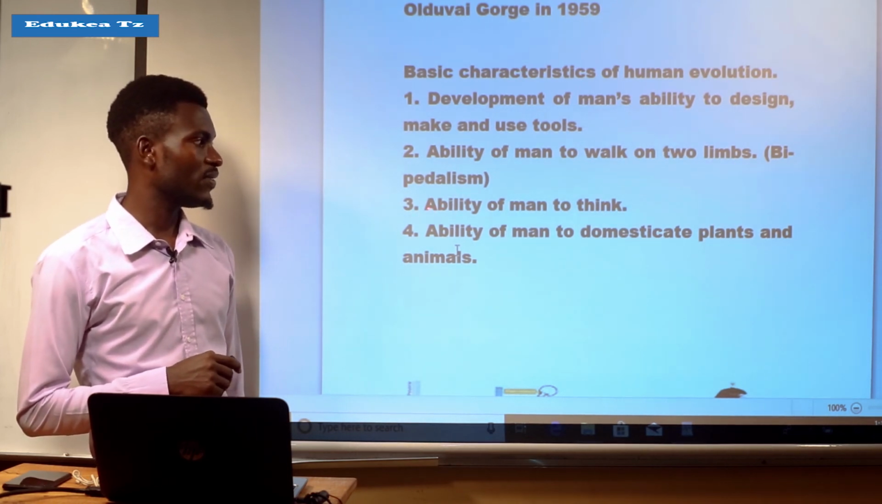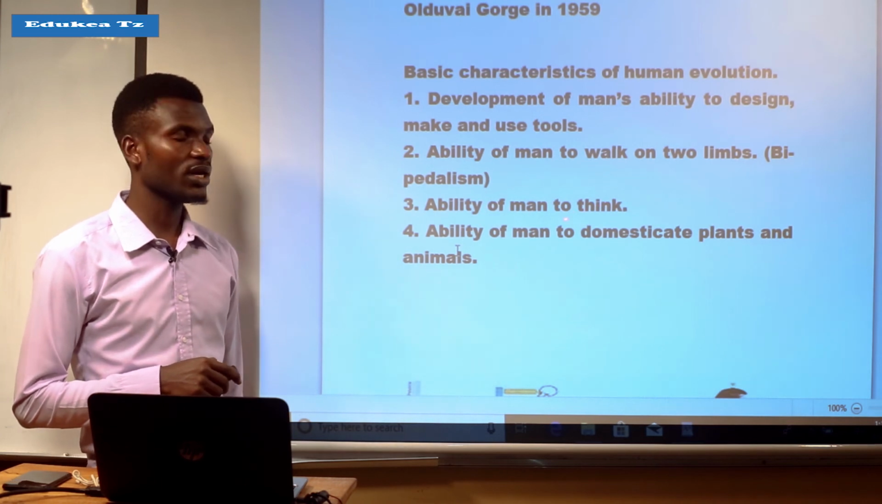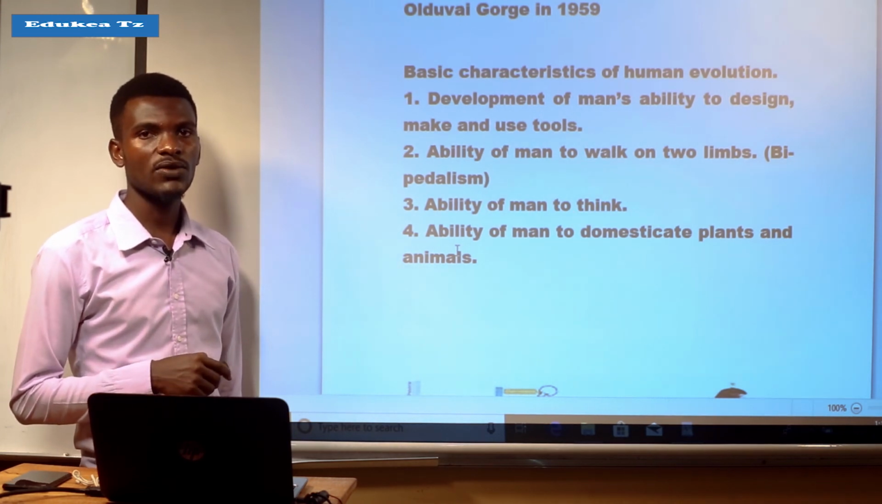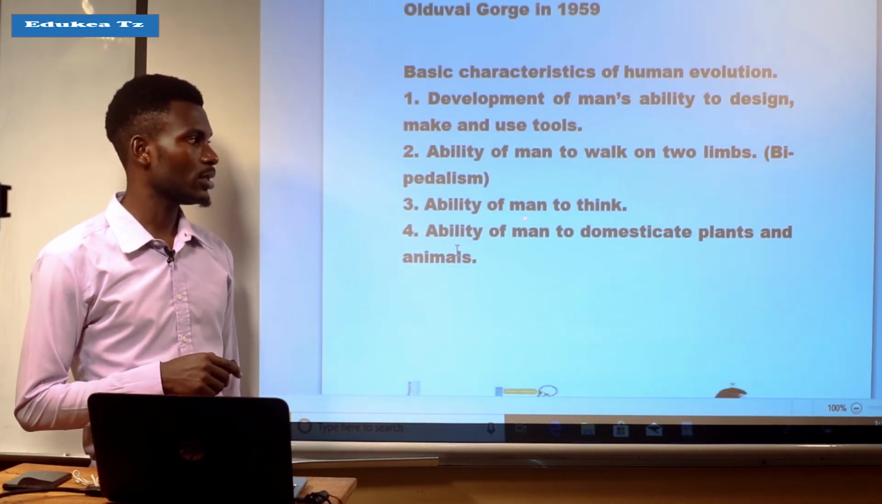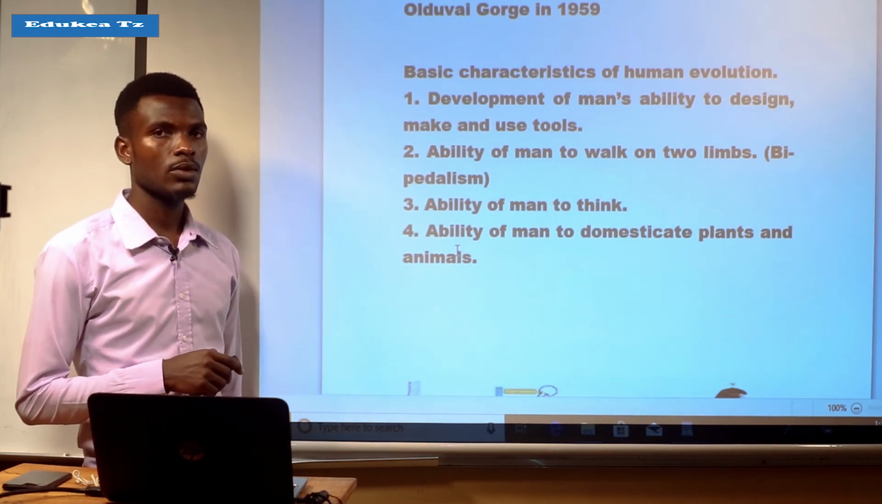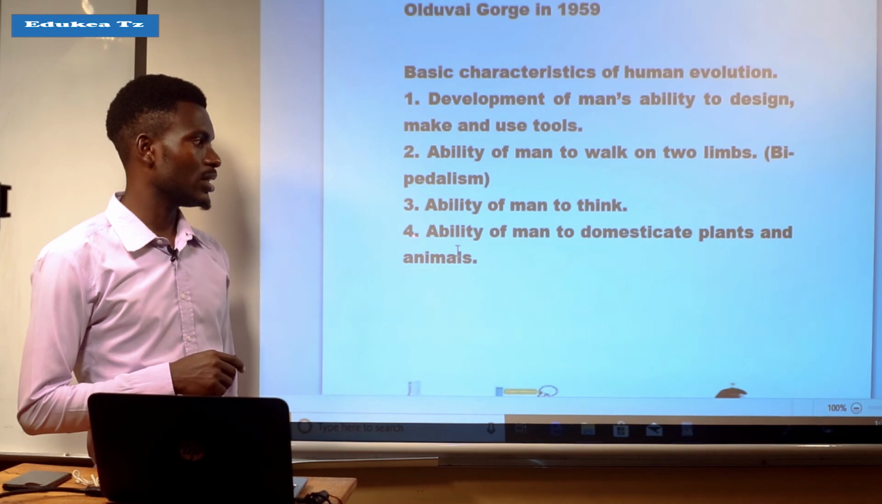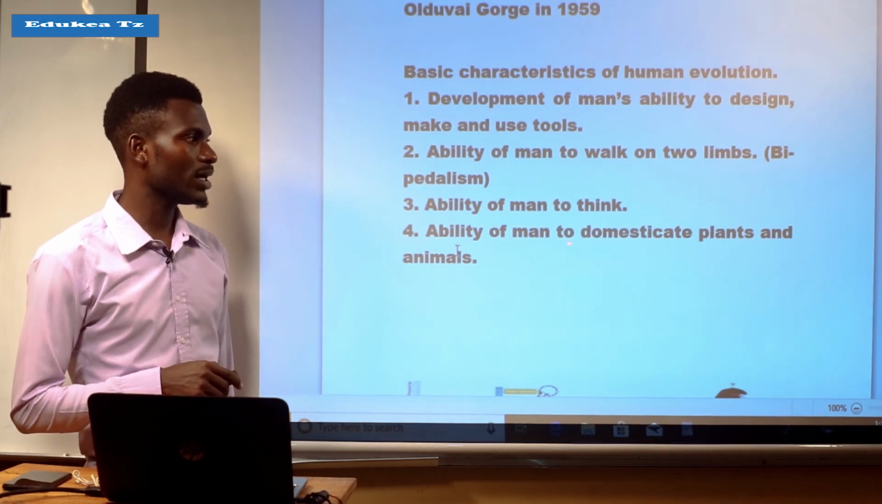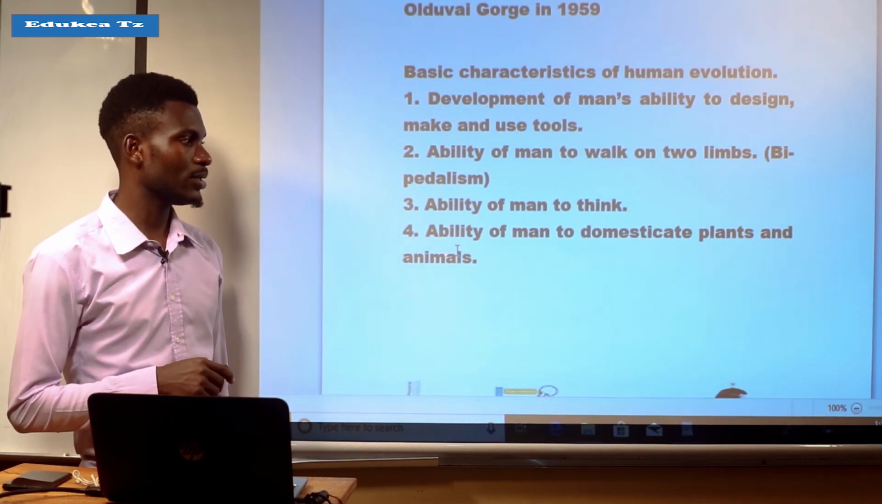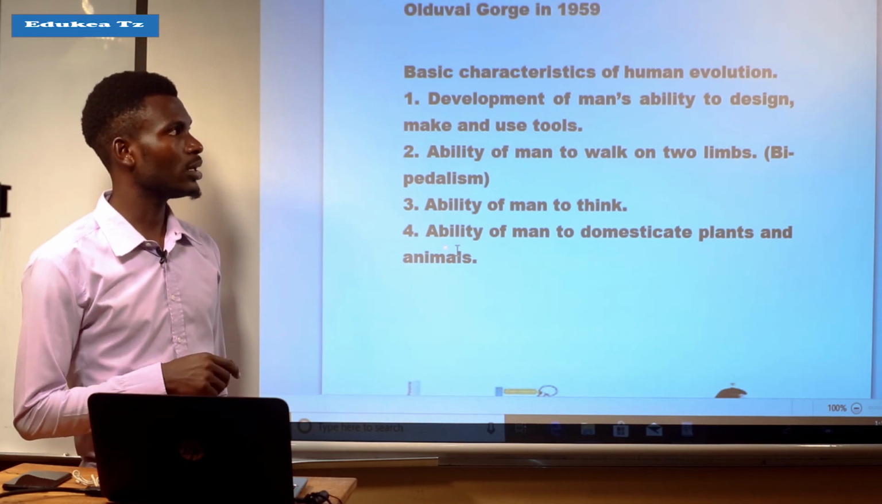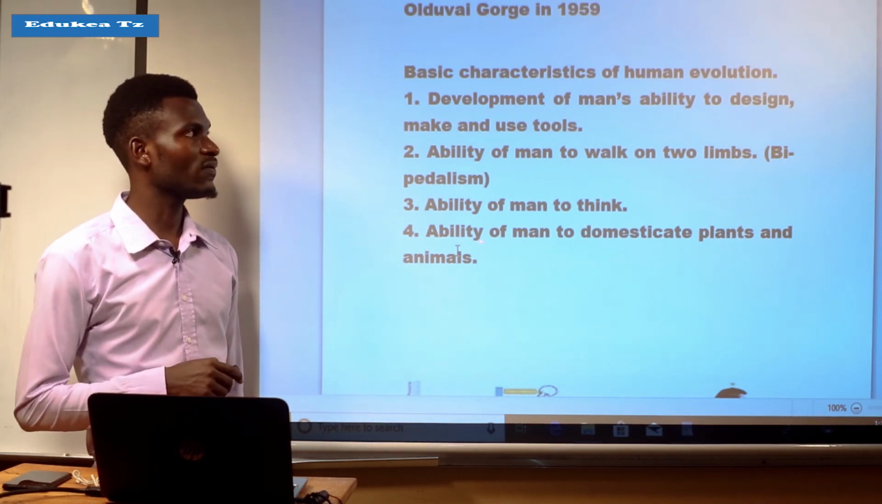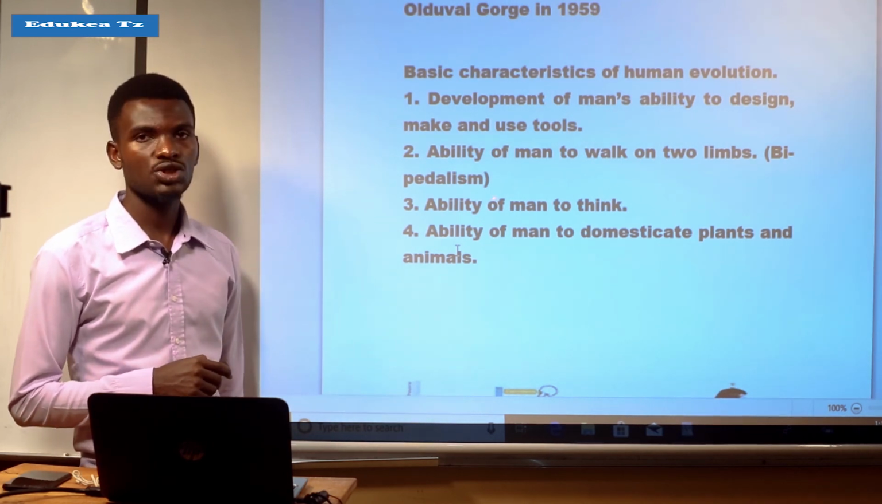And the third one is ability of man to think. It means that the capacity of thinking by man has increased with those creatures. And the last one is ability of man to domesticate plants and animals. These were the basic characteristics of human evolution.